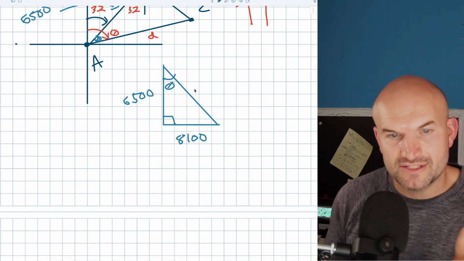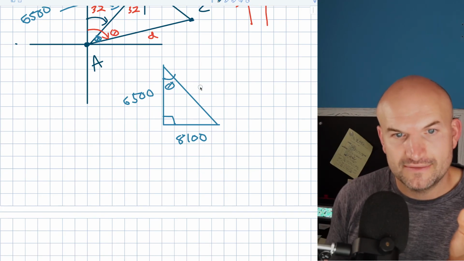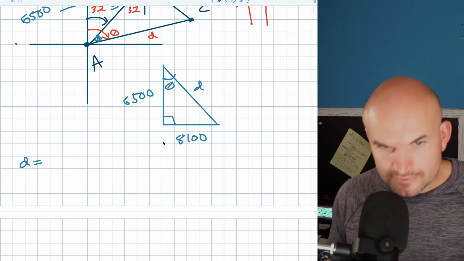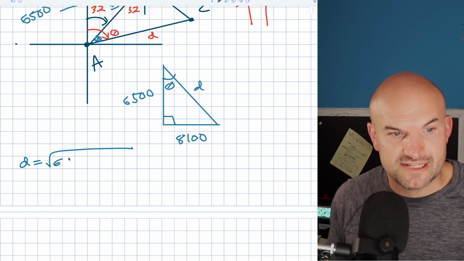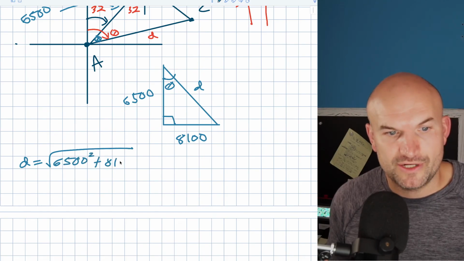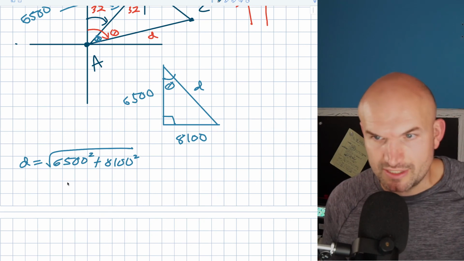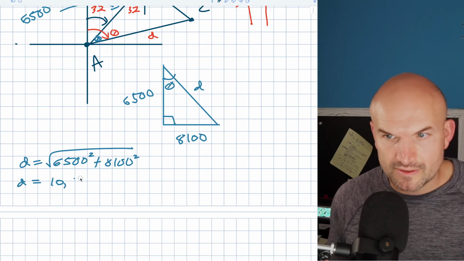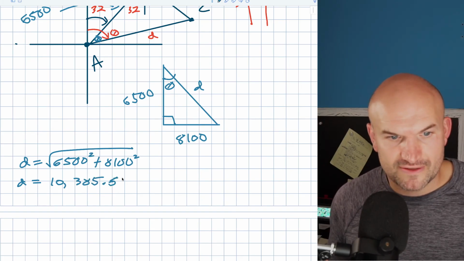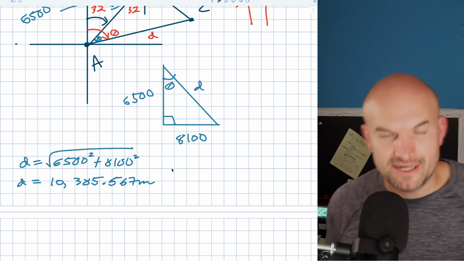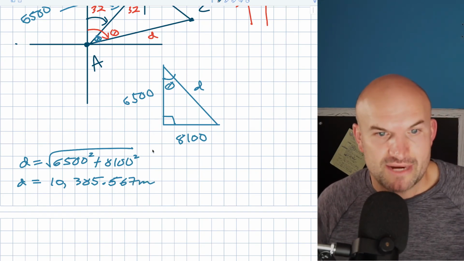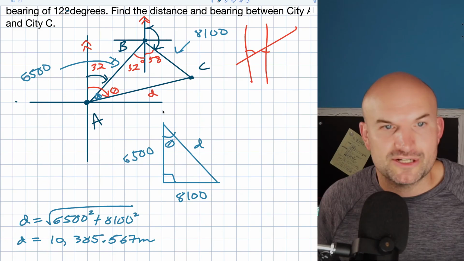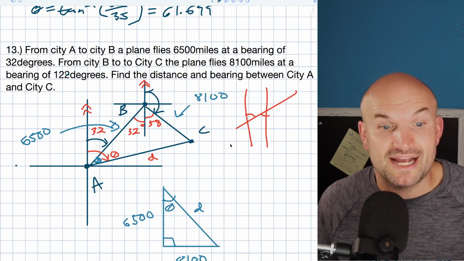So first thing we need to do is do the Pythagorean theorem to find our D. So D squared equals 6,500 squared plus 8,100 squared. So just go ahead and type that into your calculator and you should get D is equal to 10,385.567 miles, depending on how you want to approximate that, which again makes sense, right? Because if that's 6,000 and 8,000, that should be 10,000. The hypotenuse should be bigger. And we want to make sure everything's in miles, which is our final answer.